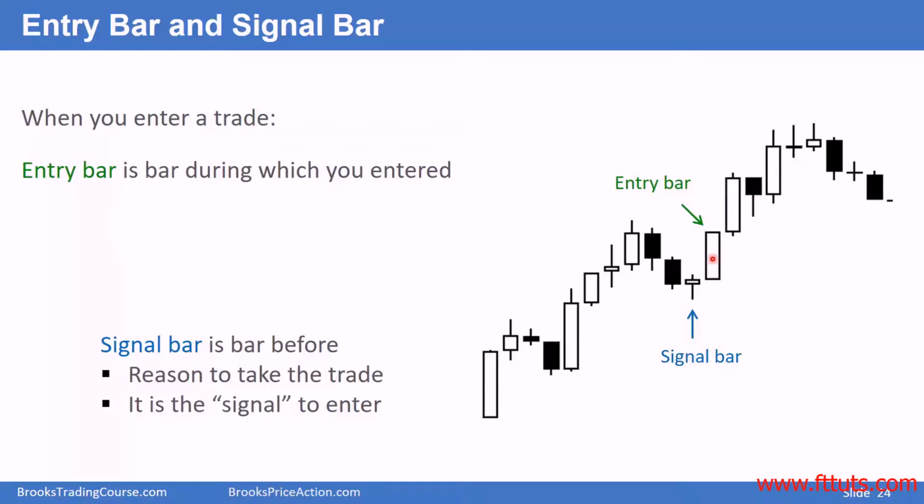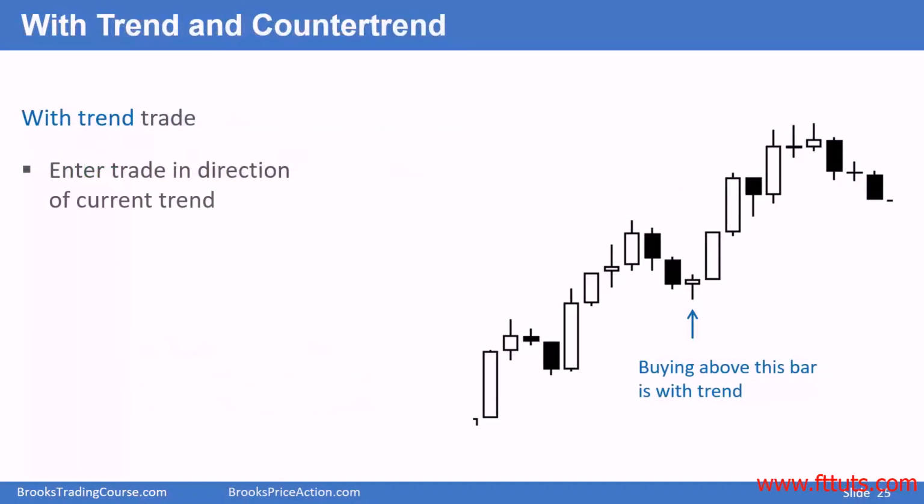This is the bar when they enter their trade, so it's the entry bar, and this is the bar that signaled the entry. When they saw this bar, they thought, if it goes above the high of this bar, I want to get long. This is the signal bar, and traders get in on the entry bar. The signal bar is the reason to take the trade. It's the signal to look to enter. So here's the signal bar. We're with the trend. We're trading in the direction of the trend. Buying above this bar is buying with trend.